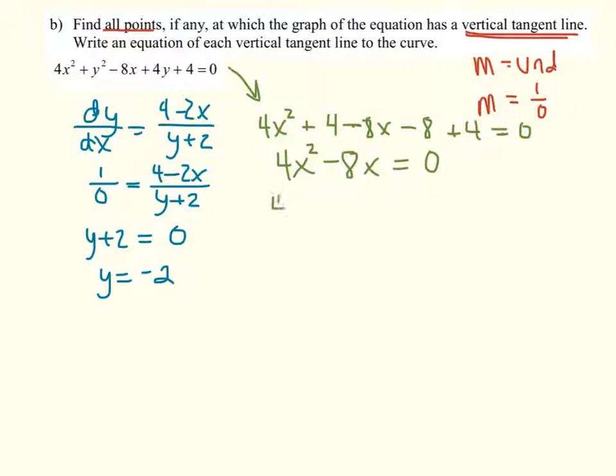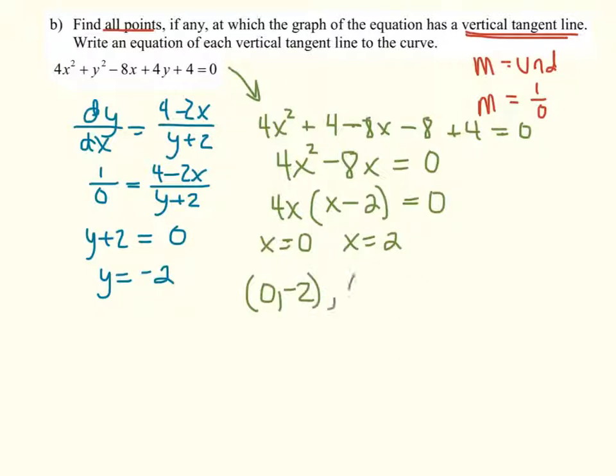Again, very easy to factor out a GCF, and we're left with 4x times (x minus 2) equal to 0. So when I solve each part of this, I get x to be 0 and x to be 2. Okay, so now I have my x values of the points. Now you can clearly see that there are 2 points. There is the point (0, negative 2), and there is the point (2, negative 2).